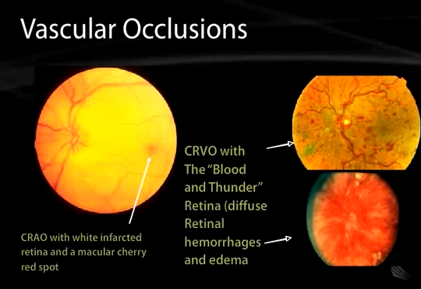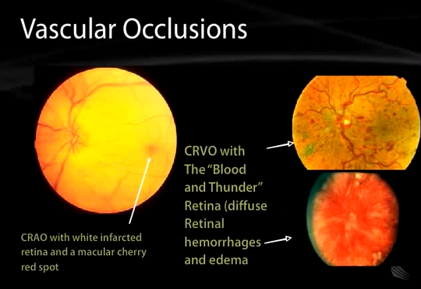On the left, you have a central retinal artery occlusion with a white, infarcted retina throughout the entire distribution of the central retinal artery. There is, however, a cherry red spot in the macula, which indicates the dual supply for the choroidal vessels into the macula.